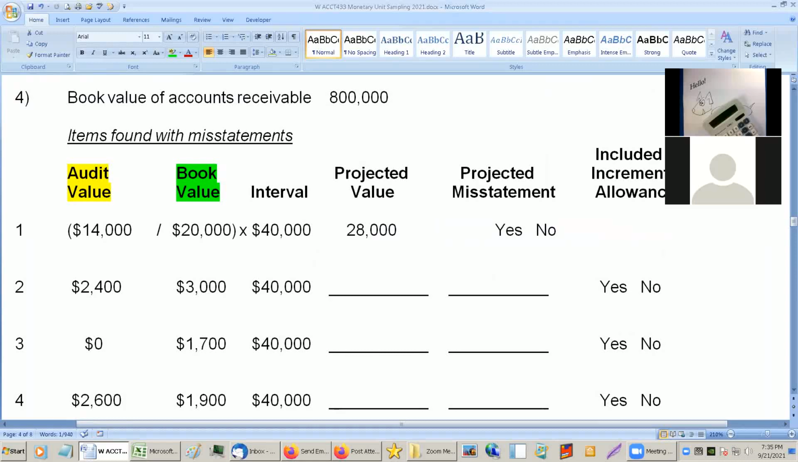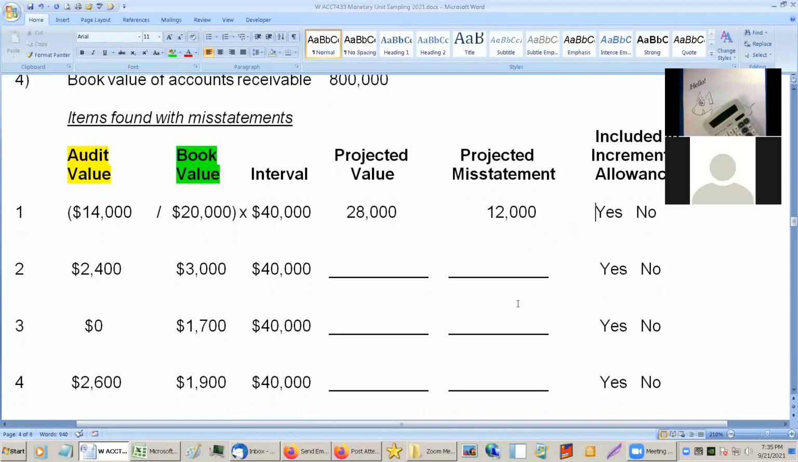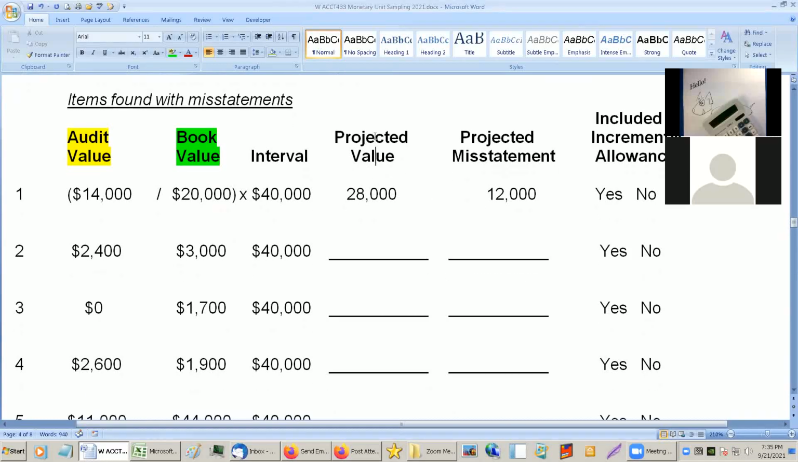Oops. No, I'm gonna sort this thing out. So, and forget about this incremental allowance for now. We'll talk about that in a little bit. So the projected value is 28. The projected misstatement is 12,000.